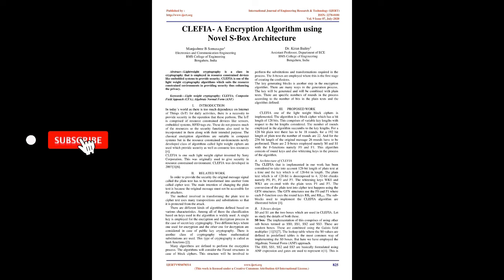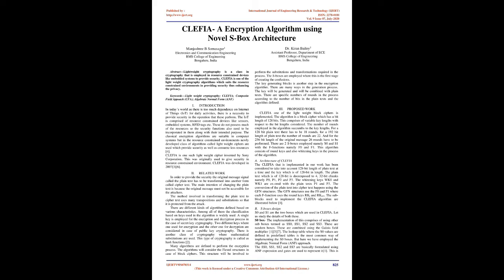CLEFIA encryption algorithm using novel S-box architecture. Abstract: Lightweight cryptography is a class in cryptography that is employed in resource-constrained devices like embedded systems to provide security. CLEFIA is one of the lightweight cryptography algorithms which suits resource-constrained environments in providing security, thus enhancing privacy. Keywords: lightweight cryptography, CLEFIA, composite field, CFA, algebraic normal form, ANF.